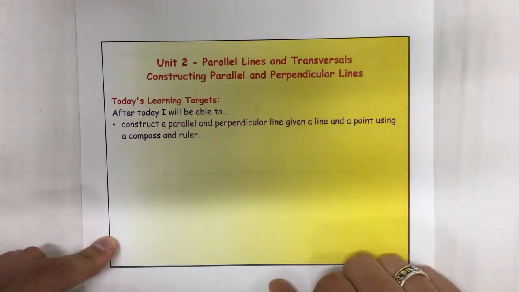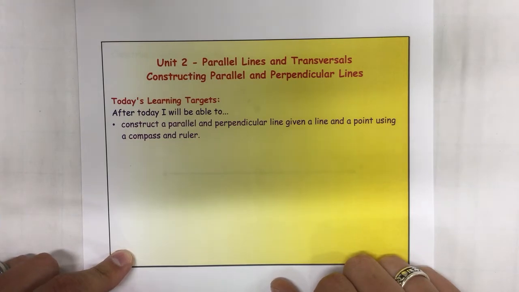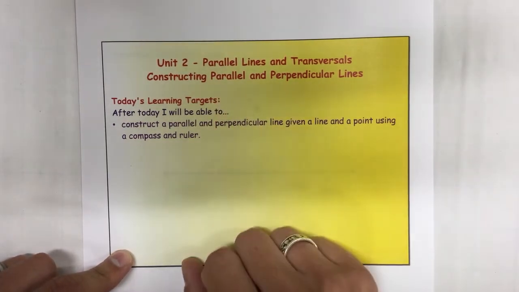All right, here we go. Hello. More constructions. We're going to construct things, but not like Bob the Builder kind of constructing. No Bob the Builder today, which is a shame. It is. But today we are constructing parallel and perpendicular lines.